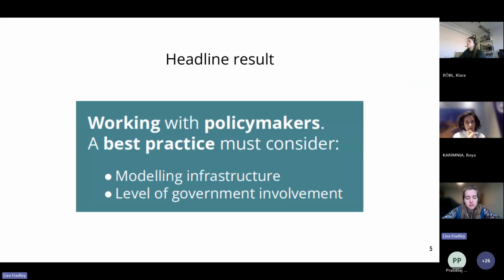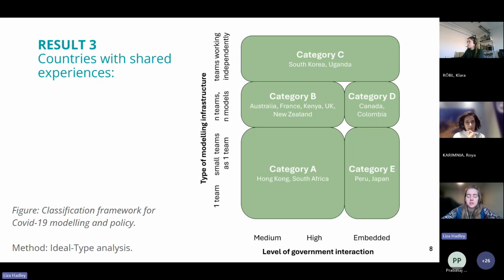So if you take those 2 factors, modelling infrastructure and level of government involvement, you can think of them as axes, and using a technique called ideal type analysis, you can kind of draw together what are the countries and interviewees that had similar experiences. And what we ended up with after our analysis is this kind of figure here, which is called a typology, where we have 5 different categories that we saw of modeling to policy interfaces. So, for example, in the bottom left, Hong Kong and South Africa, these were both countries with sort of limited modeling capacity and some independence from government, whereas Peru and Japan also had sort of similar small modeling capacity, but a lot more kind of direct or embedded interaction with government.